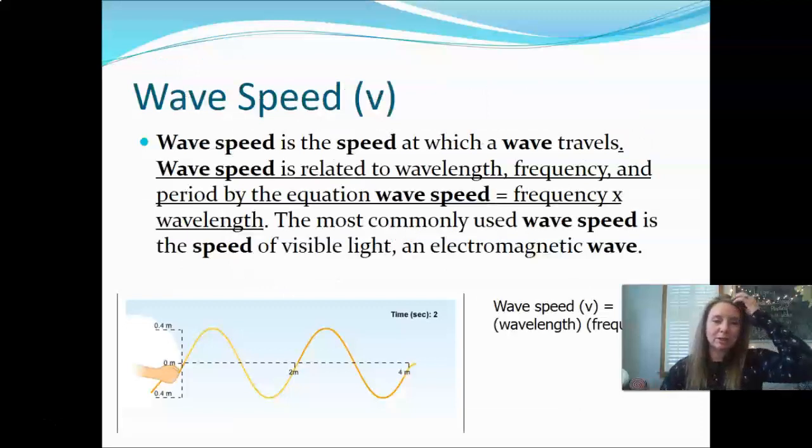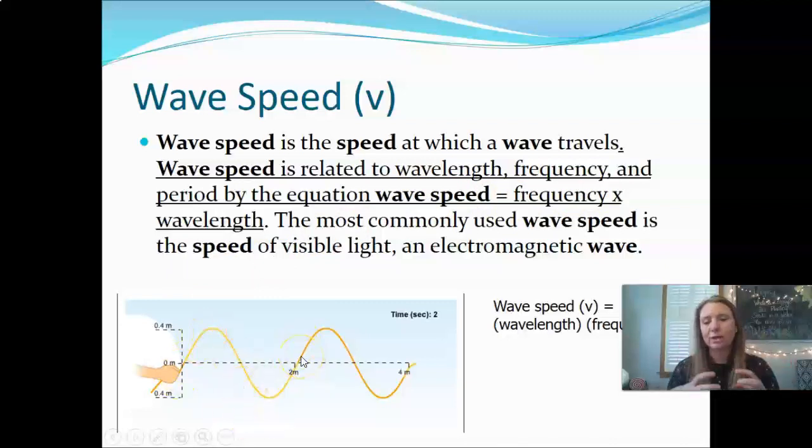So the last thing I want to touch on is our wave speed. And so this is very similar to what we did back when we were talking about Newton's 3 laws of motion. Speed equals distance divided by time. Same thing here. Wave speed equals distance from crest to crest divided by the frequency, how fast it's moving in regards to time. So wave speed is related to wavelength and frequency and the period by using the equation frequency times wavelength. And so what we're looking at is from crest to crest, and then how fast is it moving from one cycle to the next.